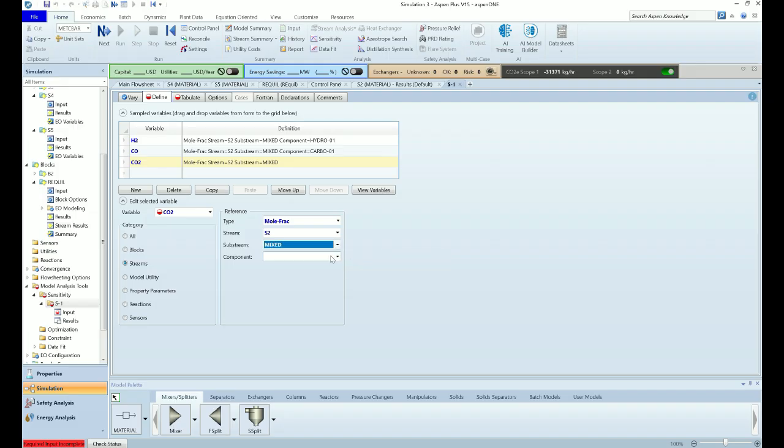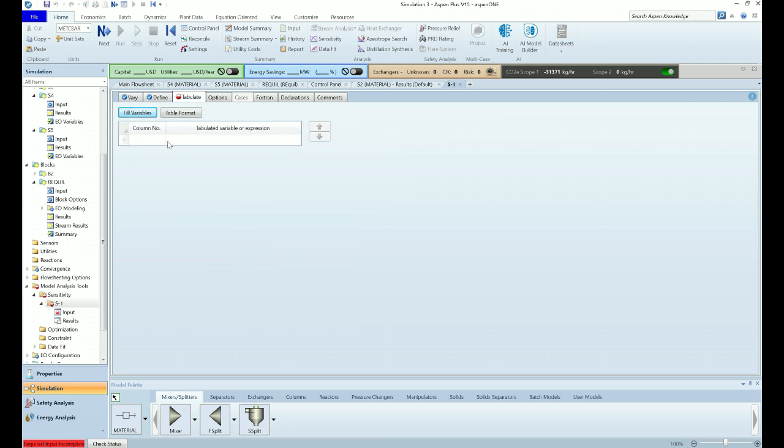The mixed stream is the type of our stream. We are going to discuss this next in the next classes. Okay, and here our variable is the CO2. Let's fill in the variables for selecting our three variables, and let's run our sensitivity analysis to access our results.